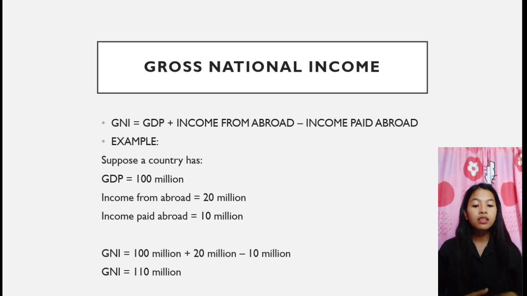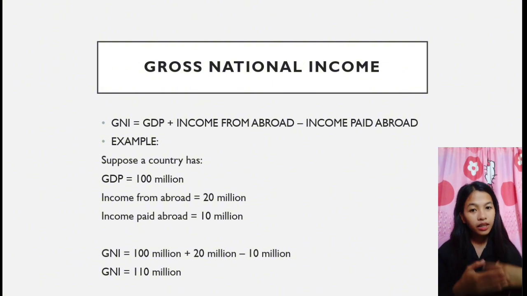Suppose a country has a GDP of 100 million. The income from abroad is 20 million, and the income paid abroad is 10 million.